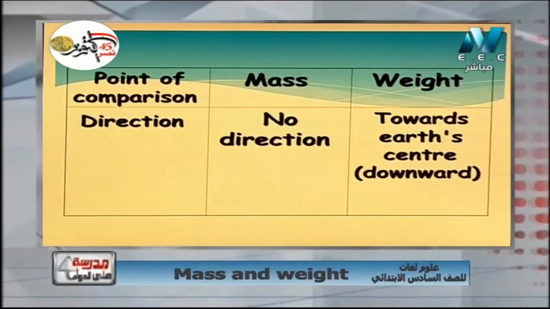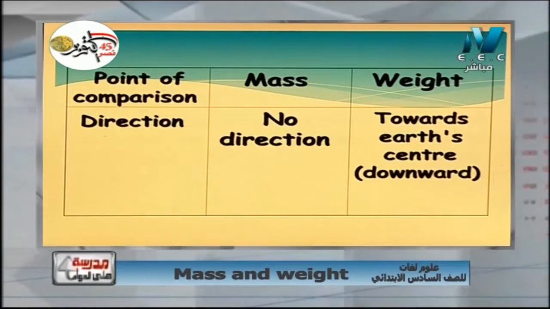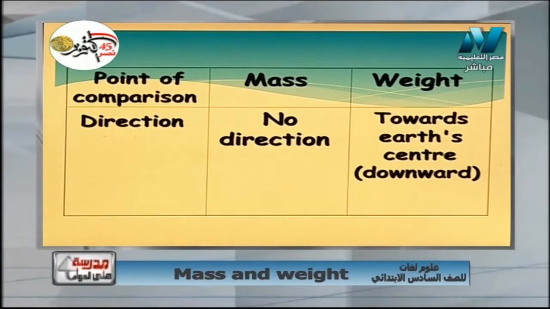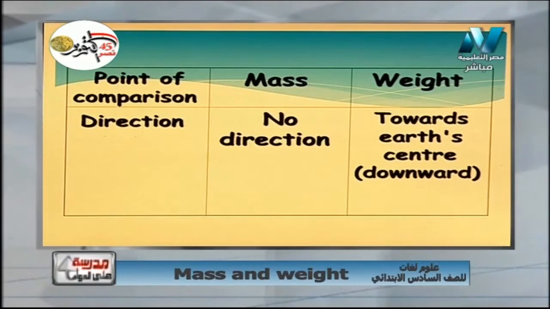We can make a comparison in the direction. Does mass have a direction? No, mass has no direction. Why? Because mass is a fixed value.